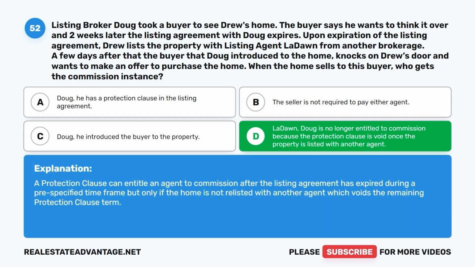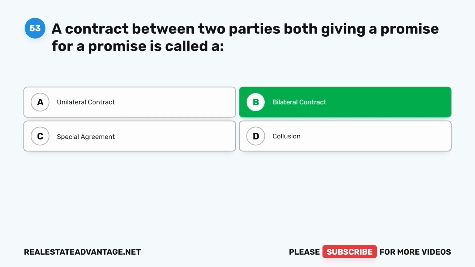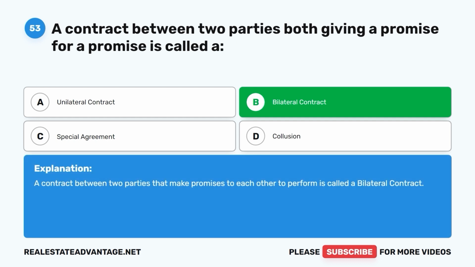A protection clause can entitle an agent to commission after the listing agreement has expired during a pre-specified time frame, but only if the home is not relisted with another agent, which voids the remaining protection clause term. Question 53. A contract between two parties both giving a promise for a promise is called: A. Unilateral contract, B. Bilateral contract, C. Special agreement, D. Collusion. The correct answer is B. Bilateral contract. A contract between two parties that make promises to each other to perform is called a bilateral contract.